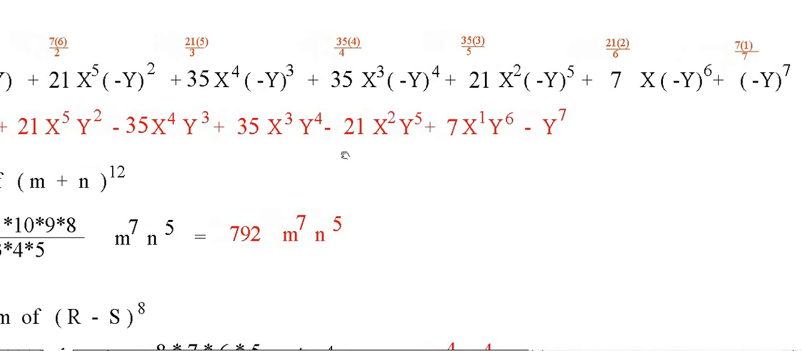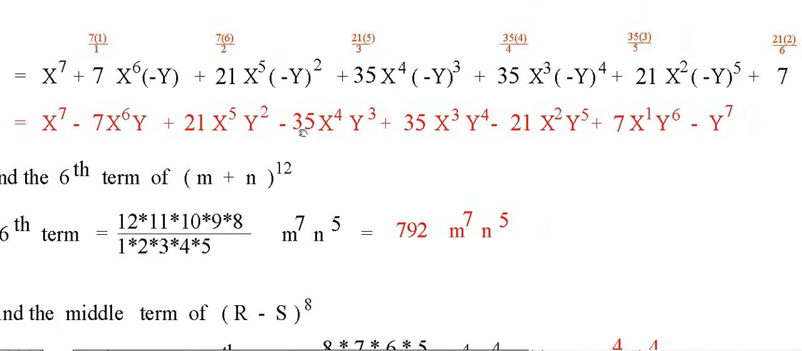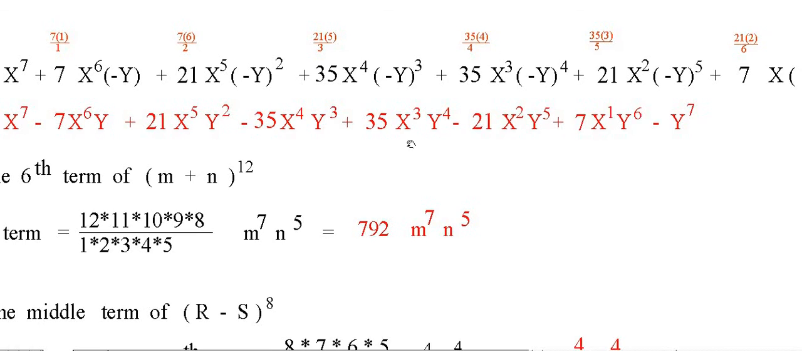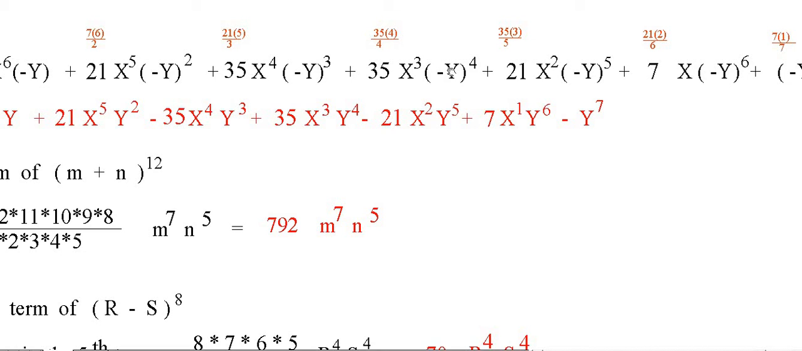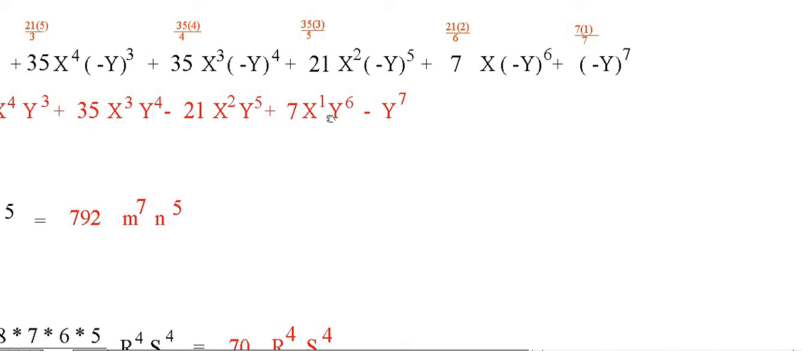Then simplifying, this is equal to x to the 7, minus 7x to the 6 y. Then 21, minus, this is plus, it becomes plus here, plus 21x to the 5th y squared. Then this is minus 35x to the 4th y cubed. Then this is 35, this is positive, even exponent, 35x cubed y to the 4th. Then next term is 21x squared y to the 5th, minus, then 7x y to the 6th, positive, then y to the 7th.